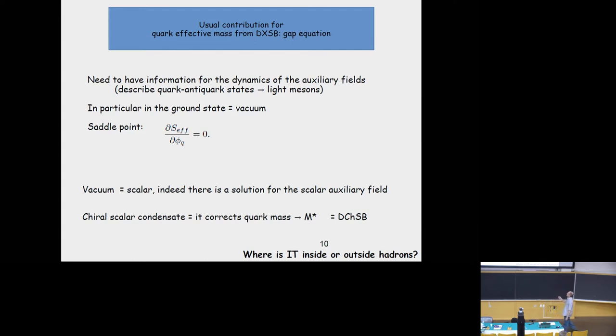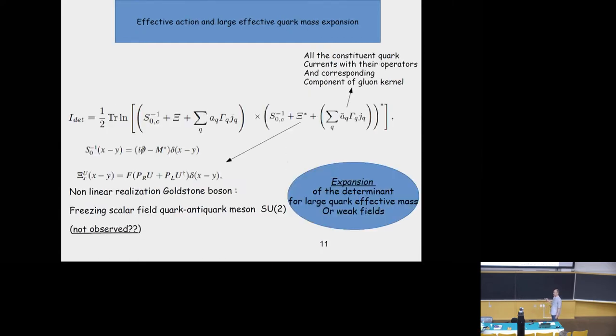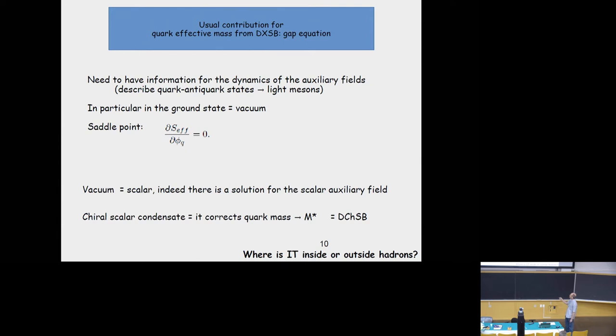Whether the solution for this gap equation, the quark-antiquark condensate, is inside or outside hadrons is not really known. About the location, I have no definite opinion. But it is everywhere. Well, we don't have to assume this condensate is inside or outside. The extended object that will come from this calculation is a constituent quark. So I don't see why it makes a difference if this condensate is inside the constituent quark or outside. I don't see if it's possible to locate it from this calculation.